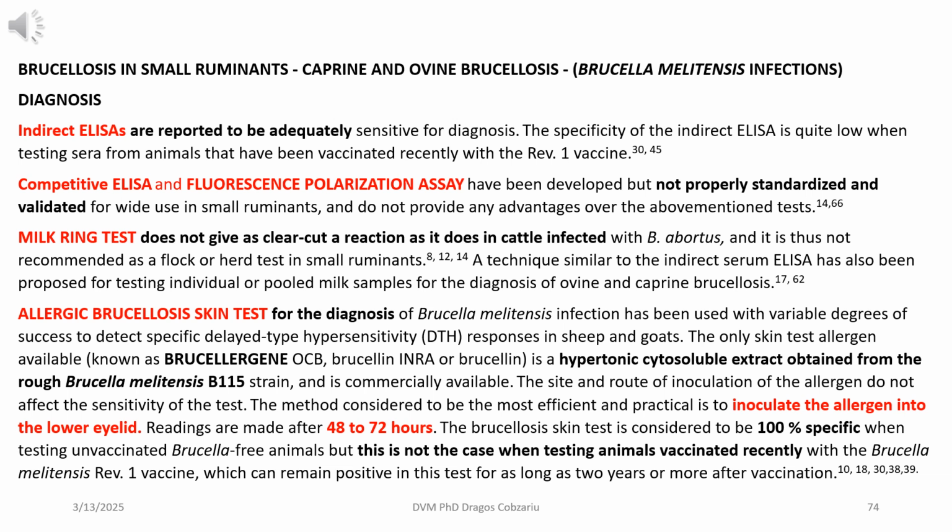The site and route of inoculation of the allergen do not affect the sensitivity of the test. The method considered to be the most efficient and practical is to inoculate the allergen into the lower eyelid. Readings are made after 48 to 72 hours. The brucellosis skin test is considered to be 100% specific when testing unvaccinated Brucella-free animals, but this is not the case when testing animals vaccinated recently with the Brucella melitensis Rev.1 vaccine, which can remain positive in this test for as long as 2 years or more after vaccination.